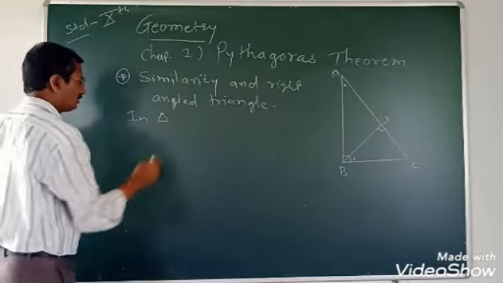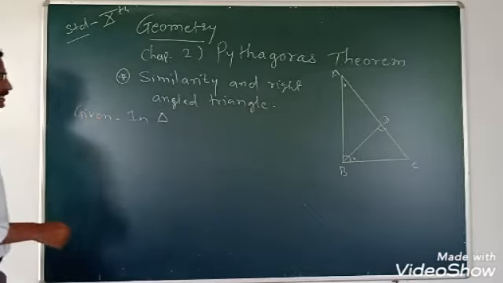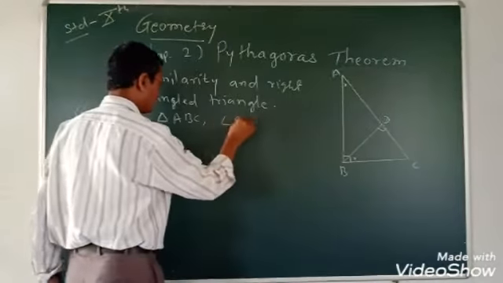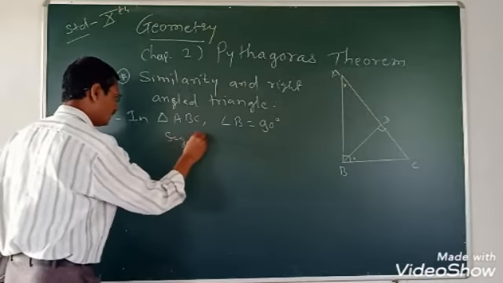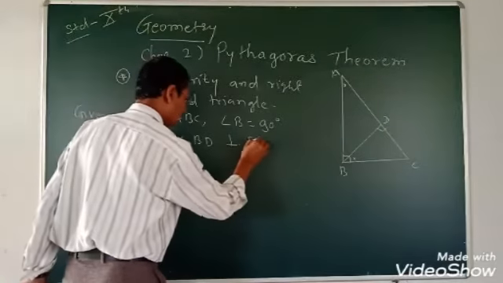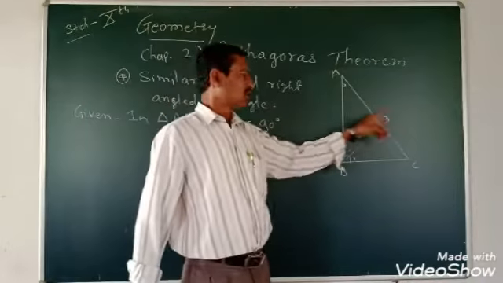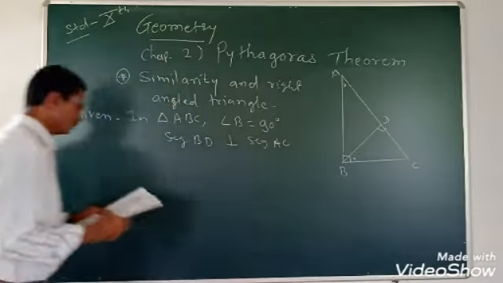Means, in triangle, now what is given? You have to write given: in triangle ABC, angle B is equal to 90 degree. It is given, and segment BD is perpendicular to hypotenuse, segment AC. BD is the altitude, and the altitude is perpendicular to this side, the hypotenuse AC.